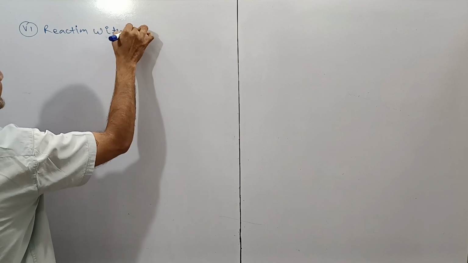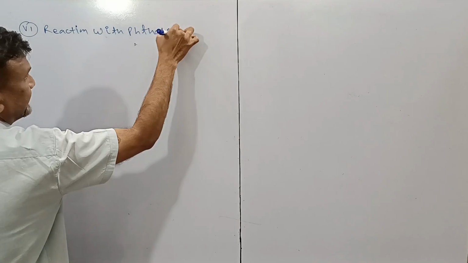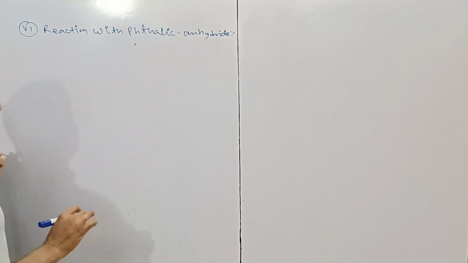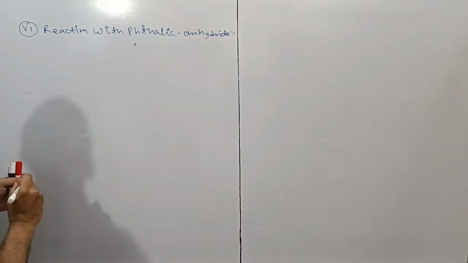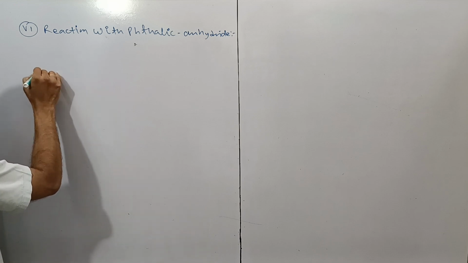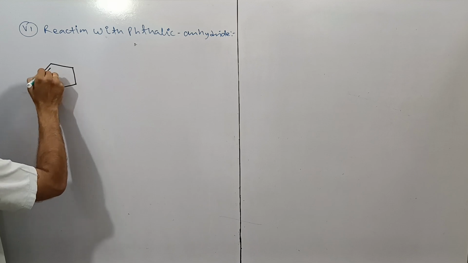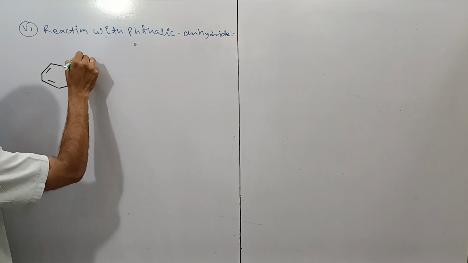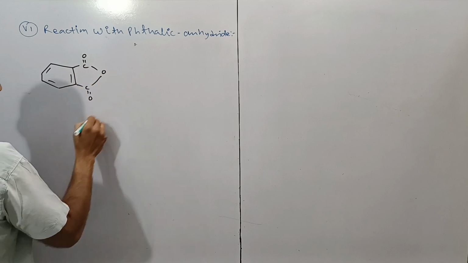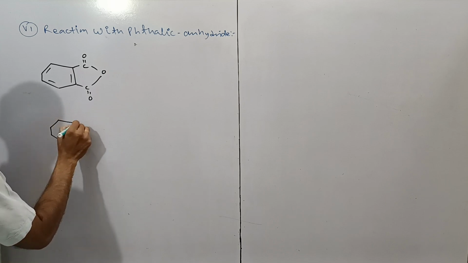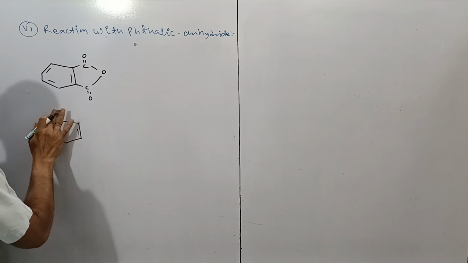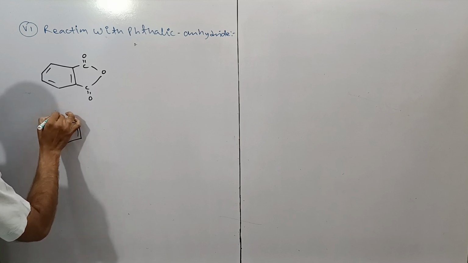Phthalic anhydride. It's a very important reaction. If we go with the reaction with phthalic anhydride, then this is the structure of phthalic anhydride. This is the CO. This is the CO. And here are the two molecules of phenol. This is the H. We will separate the H from the para position.